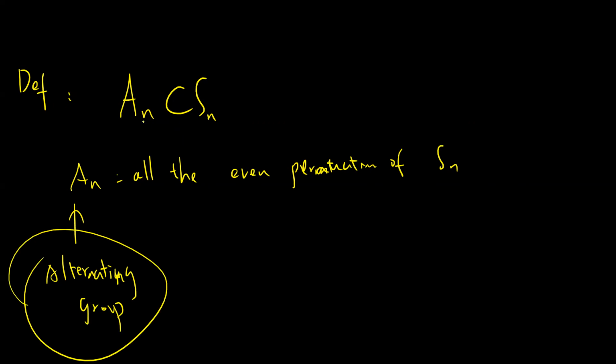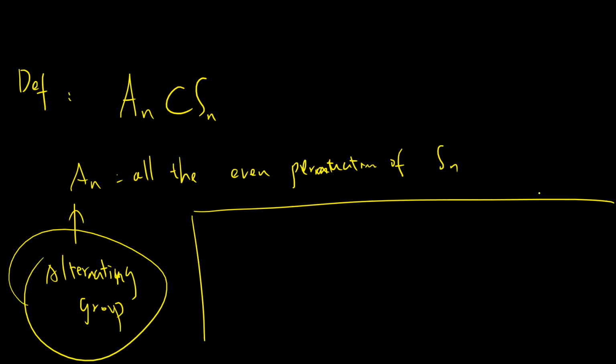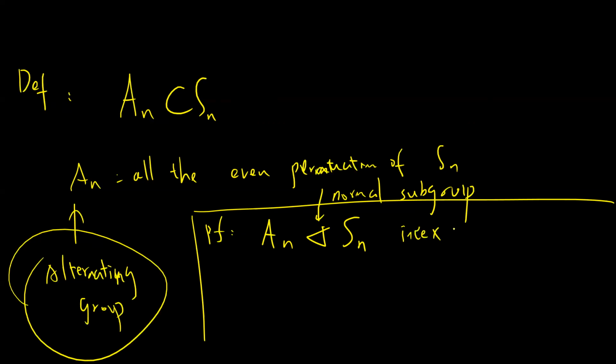Okay, so let's prove the first result. The first trivial result is that An is not just a subgroup, it is a normal subgroup in Sn. There are various ways to prove it. The first way is that you can check it by your exercise. If you know the index of An is just 2, then it becomes normal. Any subgroup with index 2 must be normal. So this is the first way to prove it.